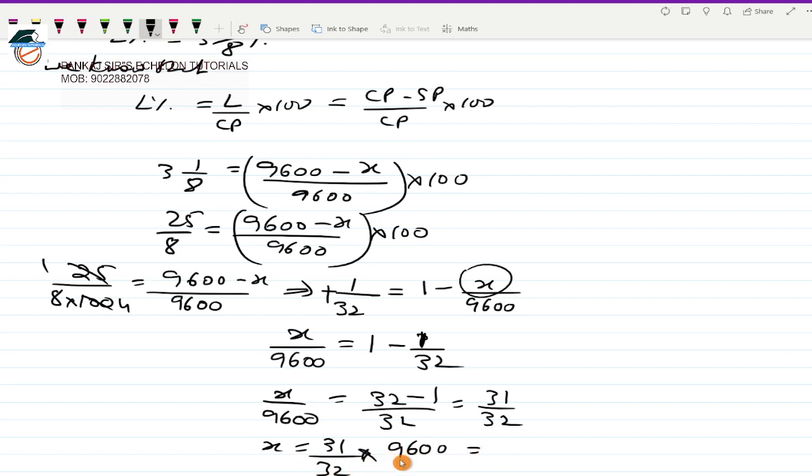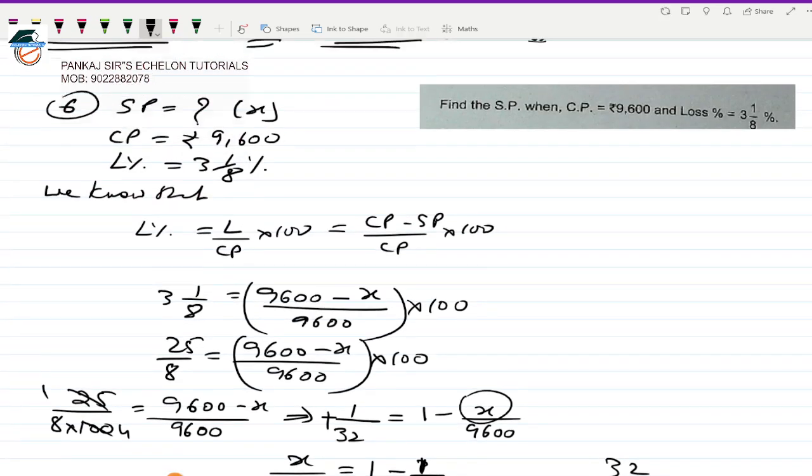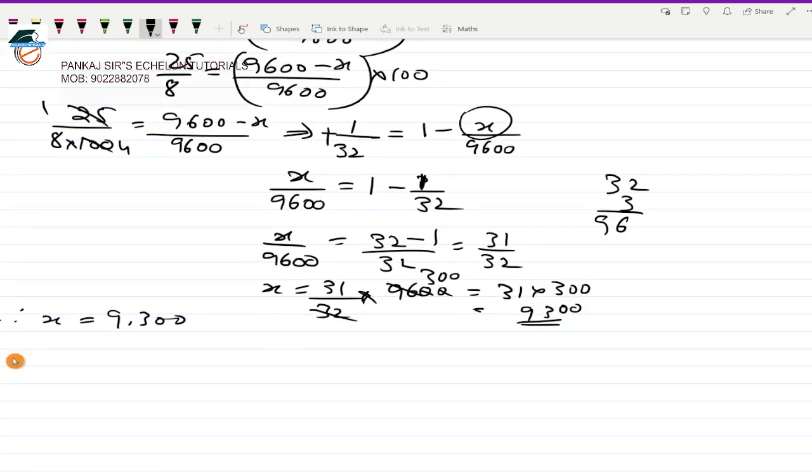If you work out this 32 and 9600, let us see, 32 into 3 should be 96, okay. So 32 into 3, and these are 2 zeros, so I'll put 2 zeros over here. So my ultimate answer is x is equal to 31 times 300, and these 2 zeros I'll keep as it is. Now 3 ones are 3, 3 threes are 9. So 9300. So x is equal to 9300, and this x was nothing but the selling price. So the final answer is the selling price has to be rupees 9300.